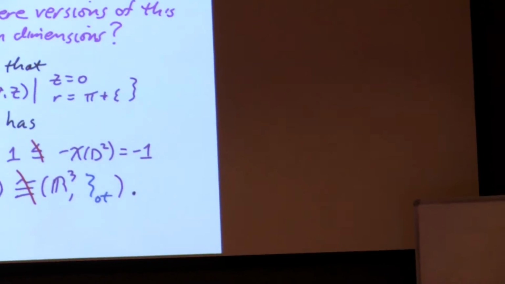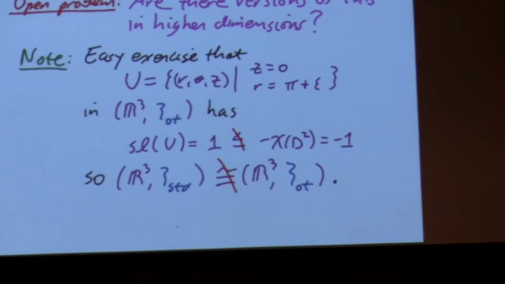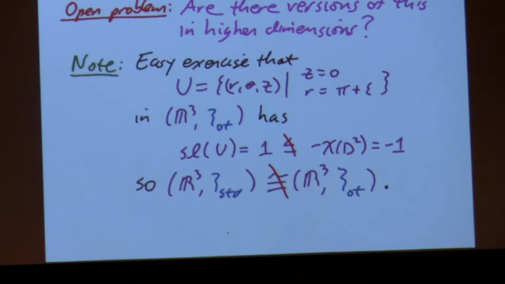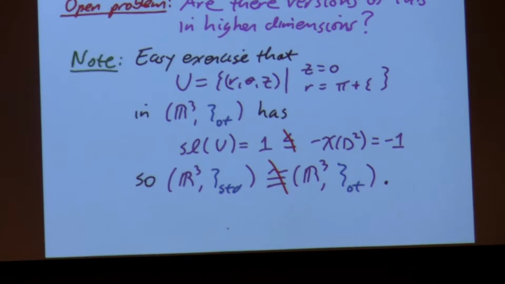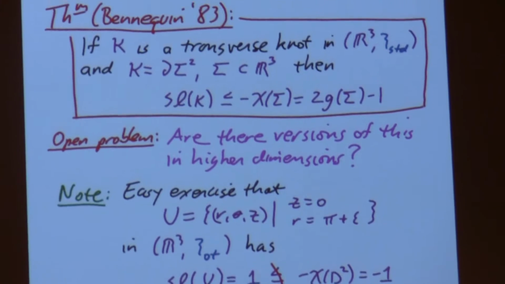So this is an invariant of transverse knots, and you can use it to try to distinguish transverse knots. And I'll say a lot more about that later. But we need that right now for Bennequin's result.